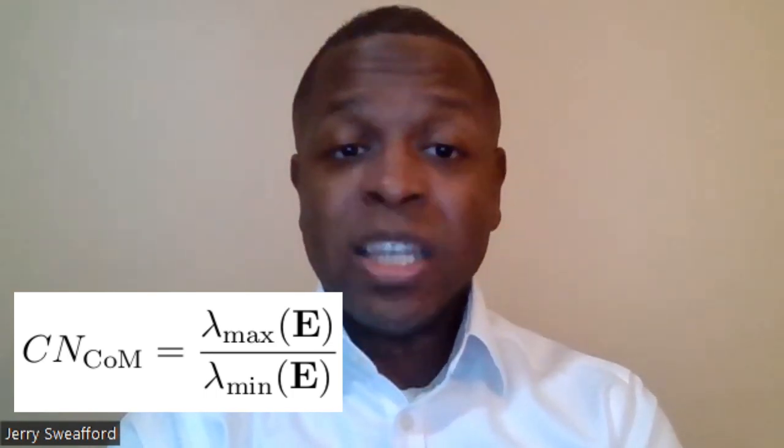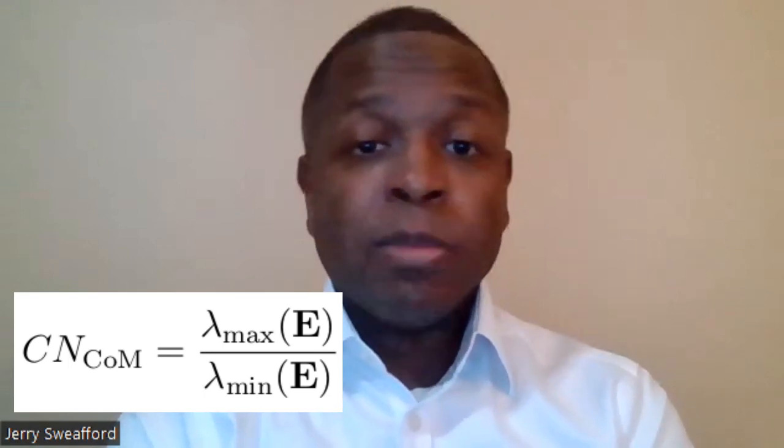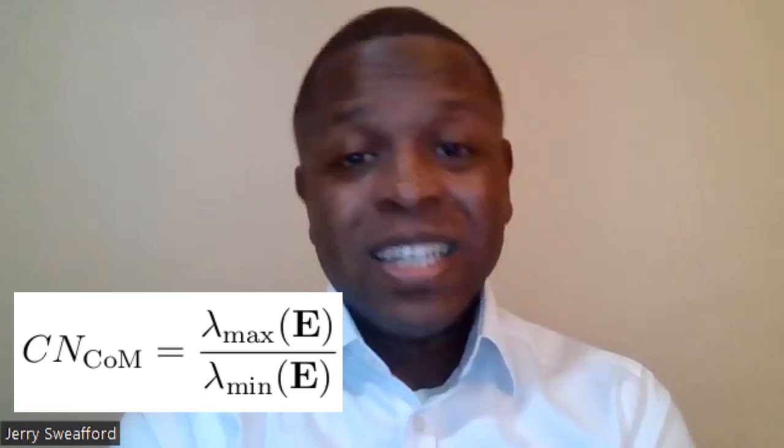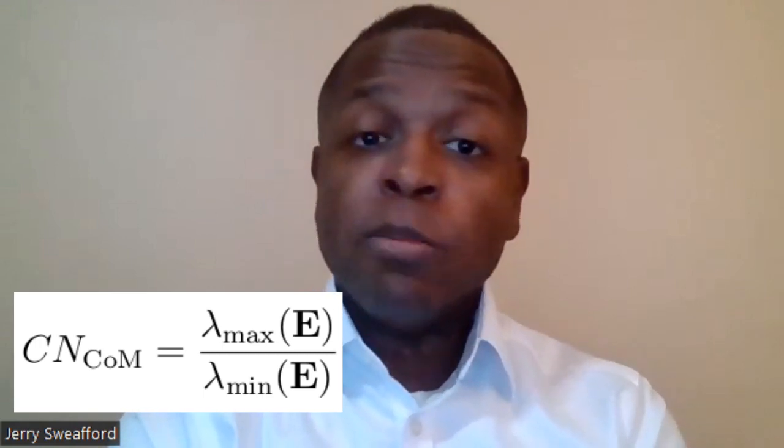The center of mass condition number is equal to lambda max of E divided by lambda min of E, where lambda max and lambda min are the largest and smallest eigenvalues of E, and E again is equal to the center of mass Jacobian multiplied by its transpose. Note that the minimum value of the condition number is 1, and smaller values near 1 are desirable.